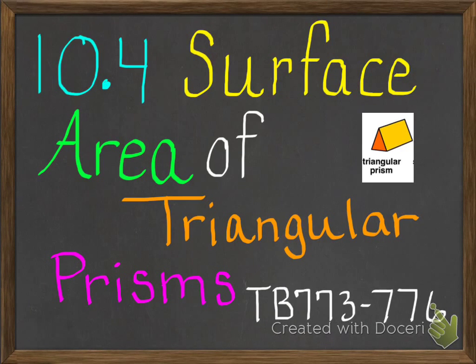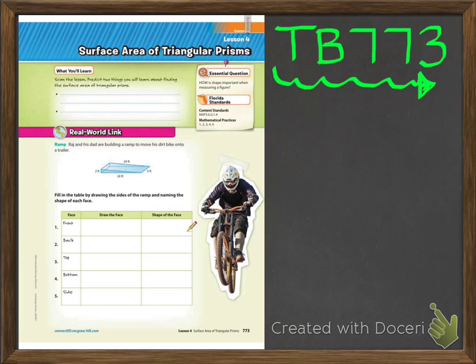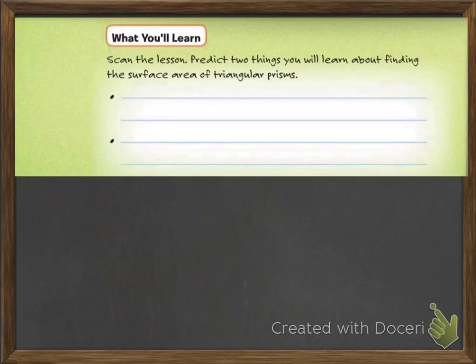Hello, ladies and gentlemen. Welcome to Chapter 10, Section 4 on surface area of triangular prisms. We're going to get started here on textbook page 773 and go all the way through textbook page 776. As you can see, you should be looking at a dirt bike rider here on textbook page 773, and the title of your section should say Surface Area of Triangular Prisms.